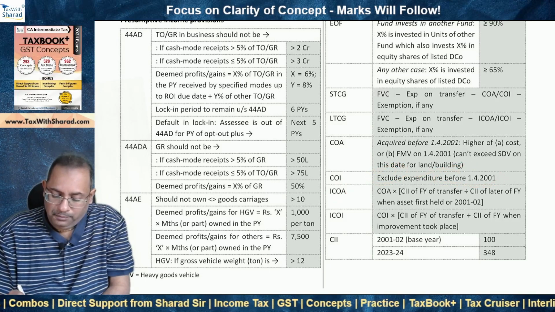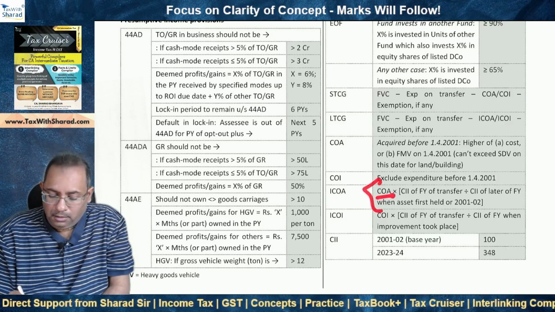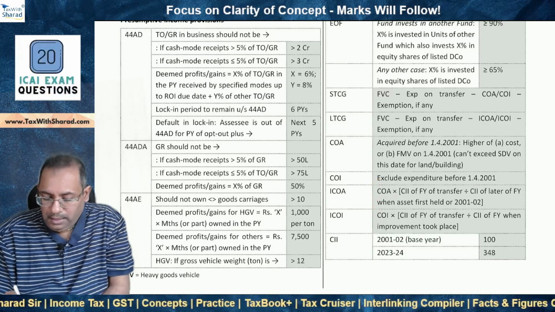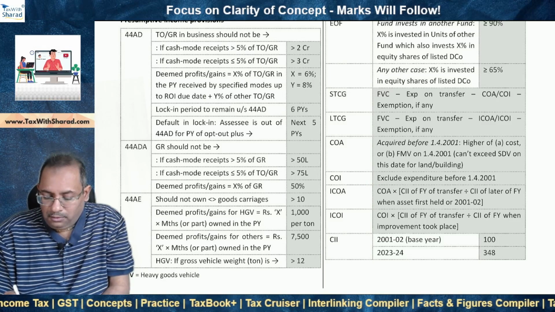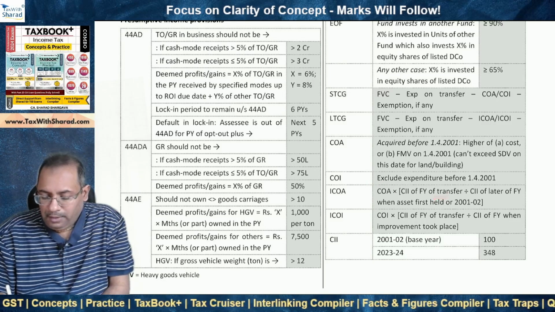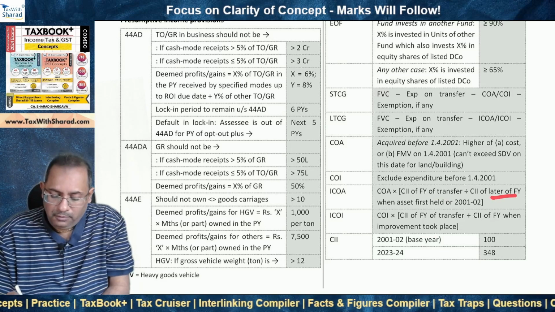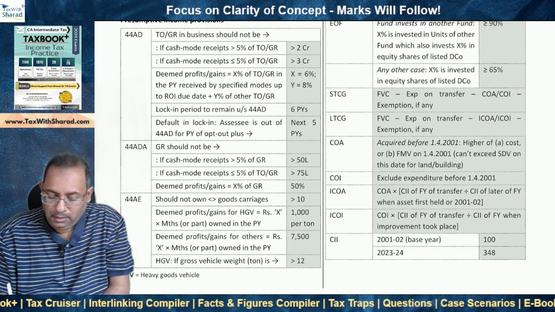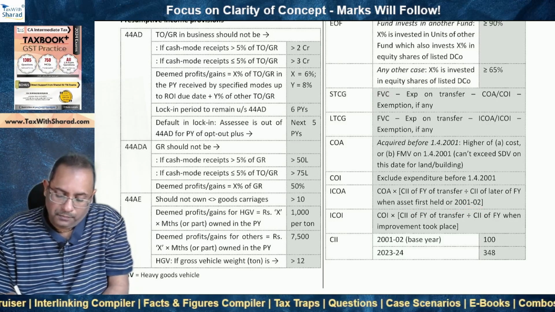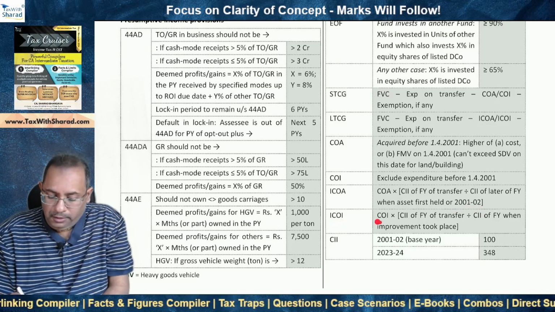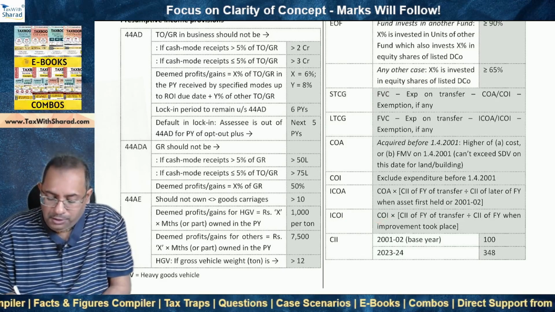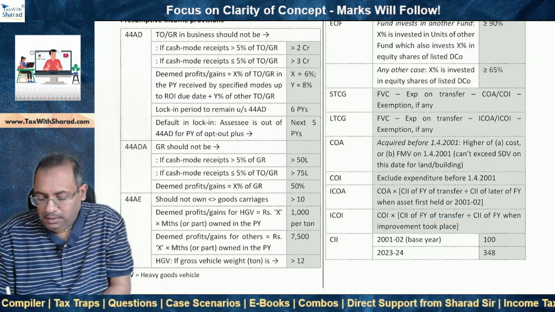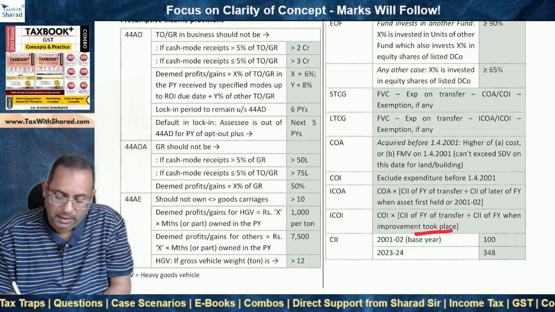COI, cost of improvement, excludes expenditure incurred before 1st April 2001. Indexed cost of acquisition: you take the cost of acquisition and multiply it by the ratio of CII, cost inflation index, of the financial year of transfer, divided by CII of the later of the financial year when the asset is first held, or the base year, which is 2001-2002. Indexed cost of improvement: you take the cost of improvement and multiply it by the ratio of CII of the financial year of transfer divided by CII of the financial year when the improvement took place.